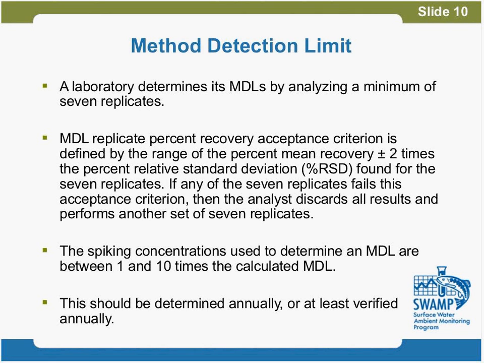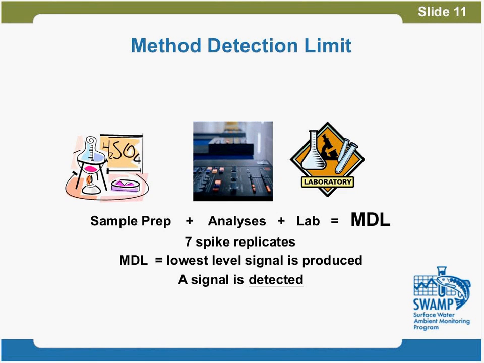Am I expecting you to remember this? In your day-to-day jobs, what's important for you to know about method detection limits? I'm not expecting you to remember that they run 7 replicates and they spike them at 1 to 10 times the MDL. What I'm expecting you to remember is that the method detection limit has an EPA definition and it's the lowest level signal that's produced. To remember with this one is the signal is detected. And we're going to talk about in a few minutes how that's different from some of these other quantitation limits. It's the method detection limit, or the MDL.